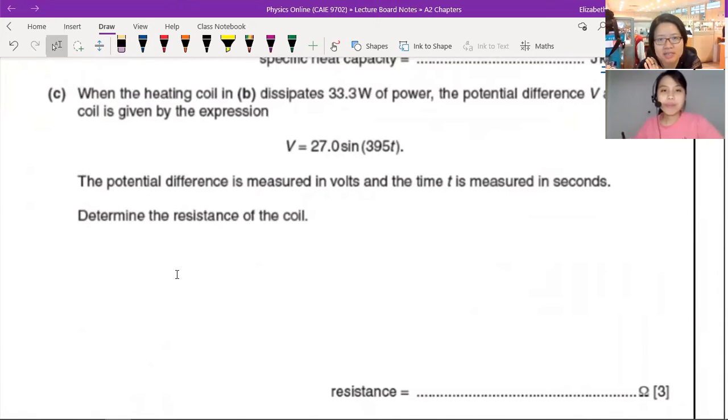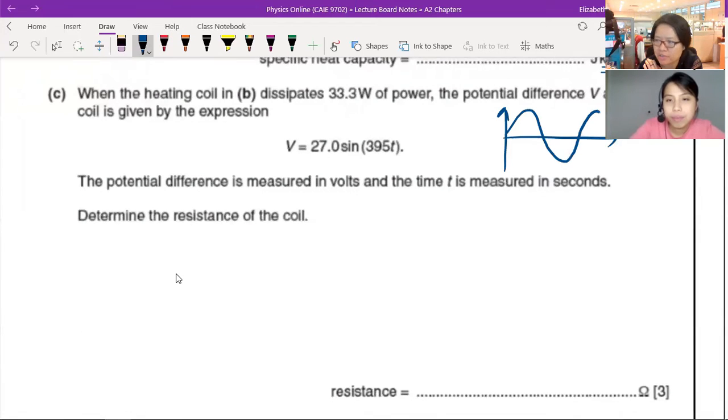So whenever you see this kind of sine expression, can we sketch out a sine graph? Sure, let's go. So this is the potential difference. Got positive, got negative, meaning we keep changing the polarity of our power supply. This is alternating current. Means this is not battery anymore.